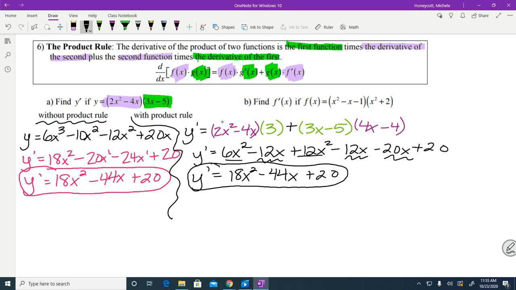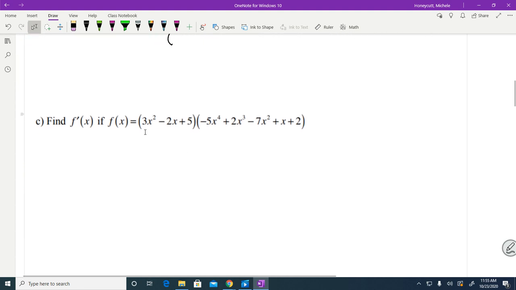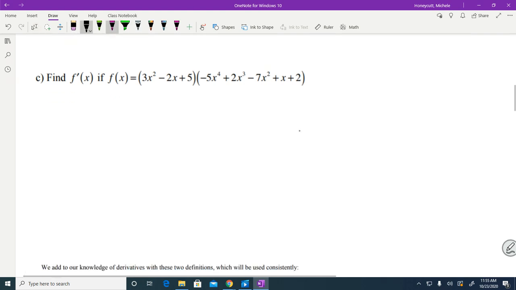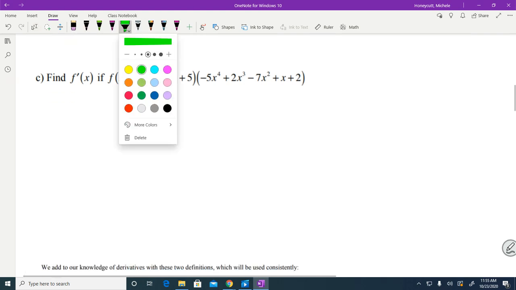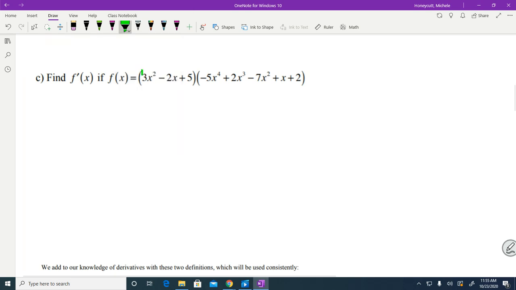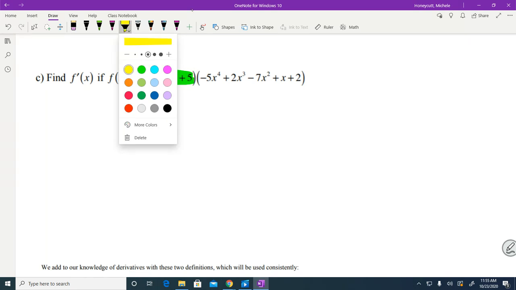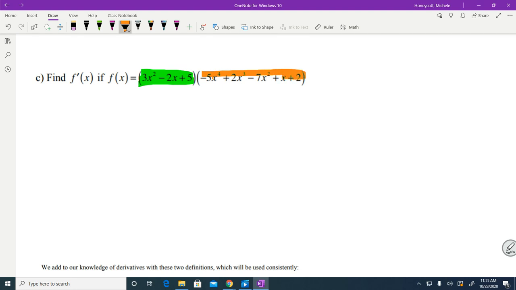At this point, you might prefer not using the product rule because you don't have to learn something new. However, sometimes it gets to be a lot. Like this is a lot already written out. So let's try this. First of all, I'm going to identify my two products. That's the first in green, and the second, this time I will highlight in orange.